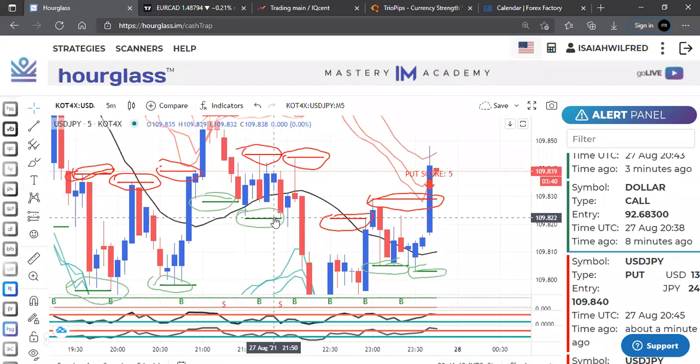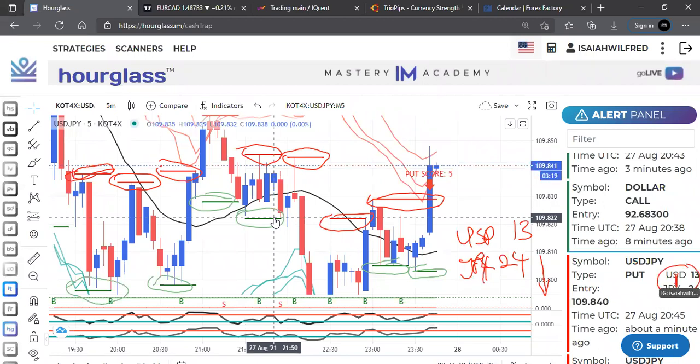So since the currency strength meter is obviously 24 at the bottom, JPY is 24. USD is 13. We're still looking for sales. So the currency strength meter is our first point. We got a put.